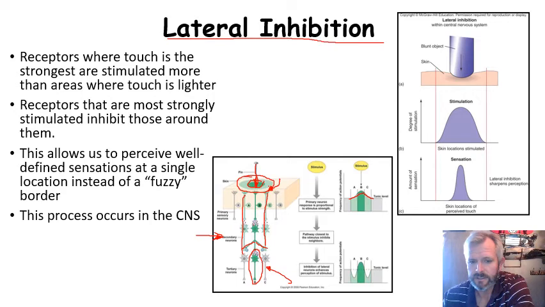So you can see that's why we call it lateral inhibition. It's basically inhibiting those neurons that are lateral to it, and therefore it allows us to get this fine discrimination of location of where the touch is coming from. Okay.